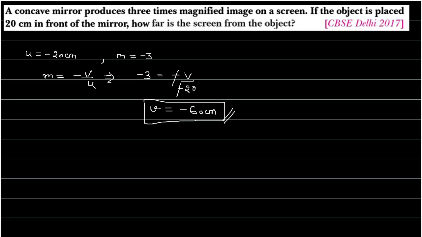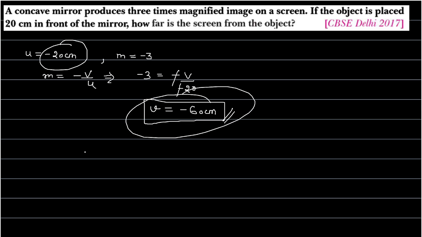That's all. If the object is placed 20, how far is the screen from the object? Read the question carefully. It is asking the image distance from the object. So object is at 20 centimeter, image is at 60. So the distance between object and image would be 40 centimeter. This would be your answer.